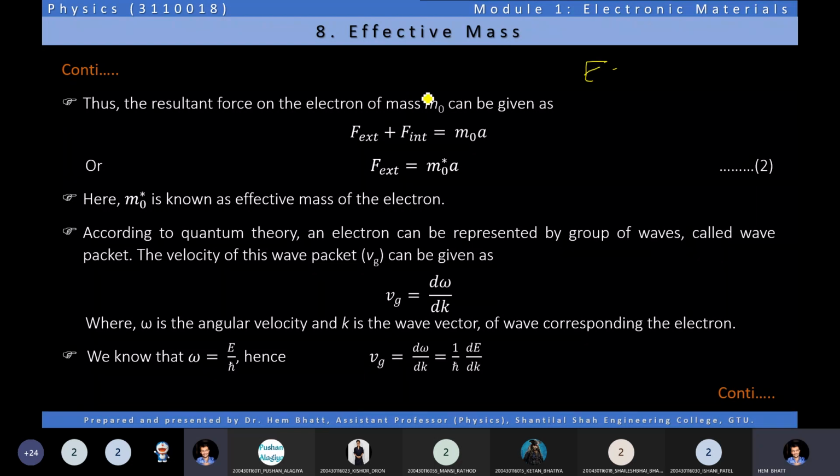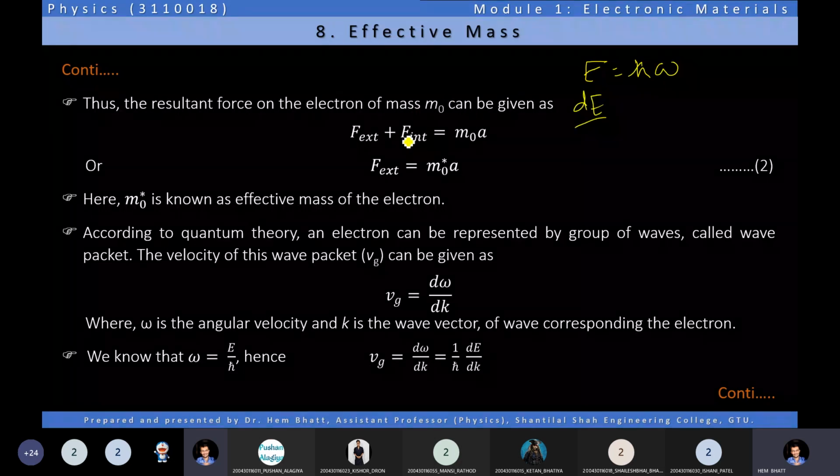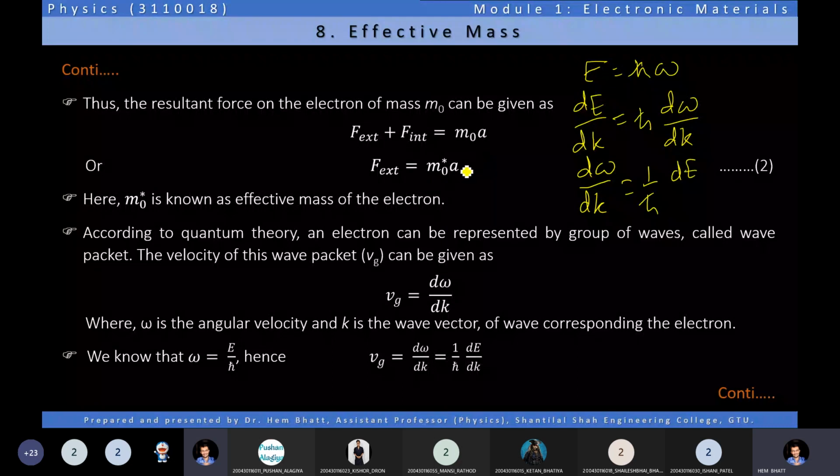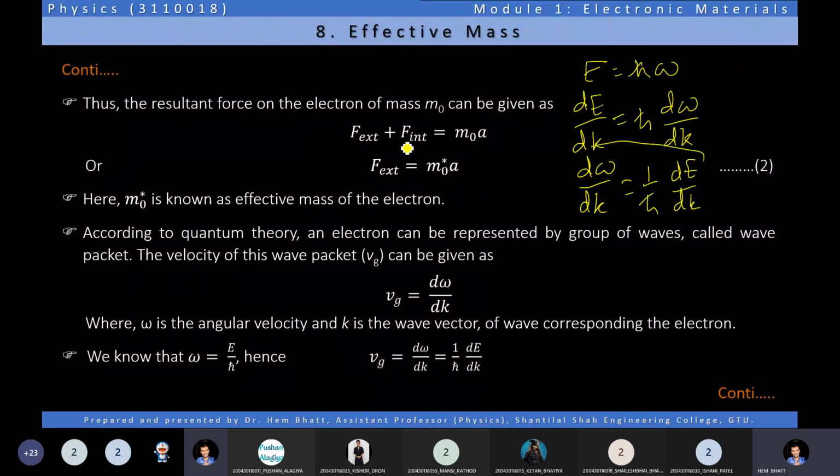We know that E is h cut omega, and hence dE by dk, if you take, it is h cut d omega by dk, and hence d omega by dk is 1 by h cut dE by dk. This is how we can get this last step.